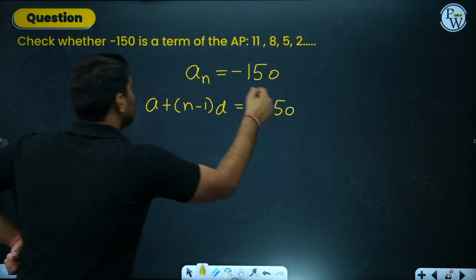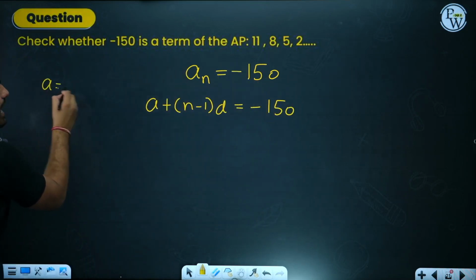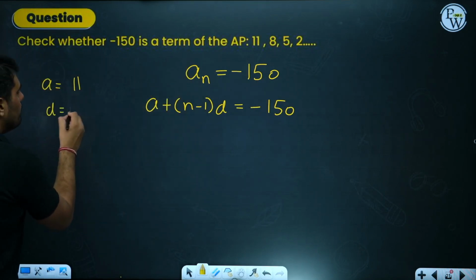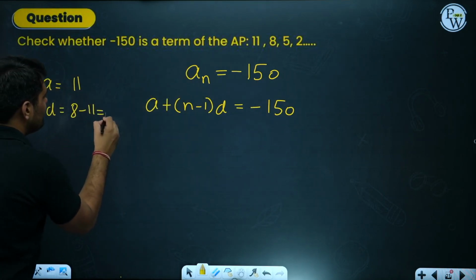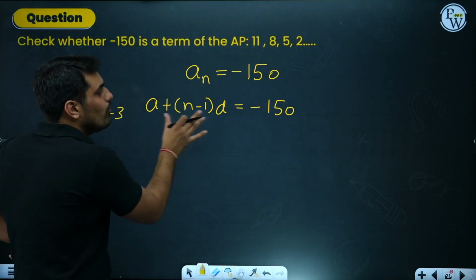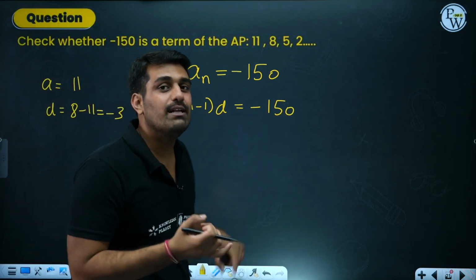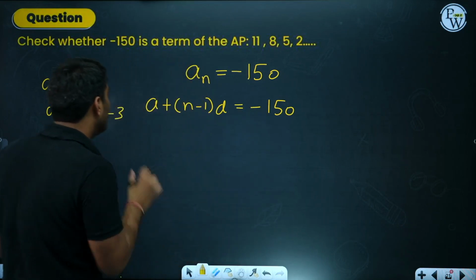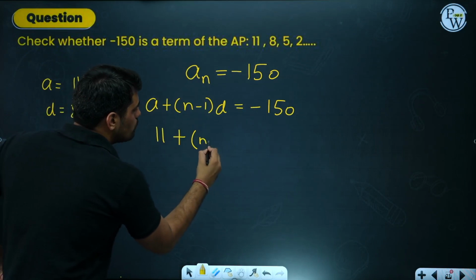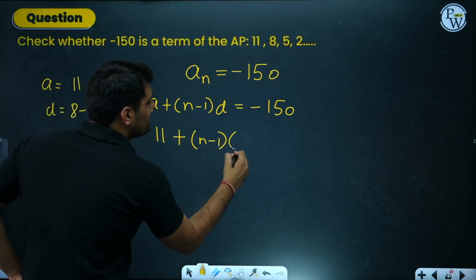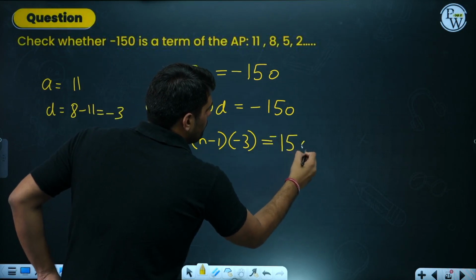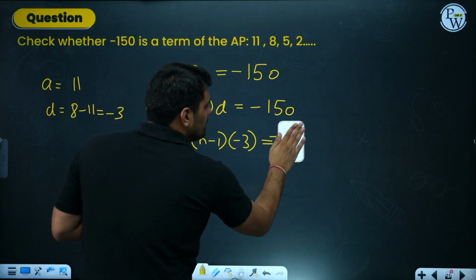I have all these values. The value of A is given to me as 11. The value of D is given to me as 8 minus 11, that means minus 3, right? And the value of n I don't know. I will be calculating this equation to find n. So putting in all the values, this is 11 plus (n minus 1) into minus 3 equals minus 150.